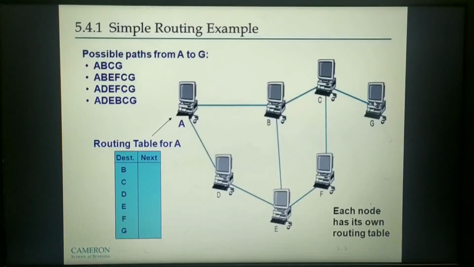If it is connected, there are many paths to reach the destination. Maybe A, B, C, G is one path. A, D, E, F, G is one path. A, B, D, C, G is one path. Like this, you can see many possible paths from A to G.